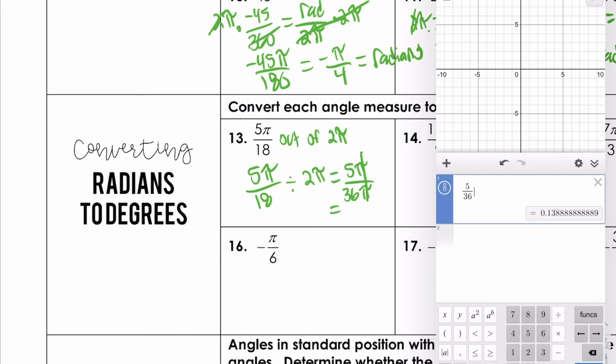That gives me a decimal. So that means we're missing one thing. I think the thing we're missing is we need to multiply by 360 degrees. If we multiply by 360, then we end up with 50 degrees.